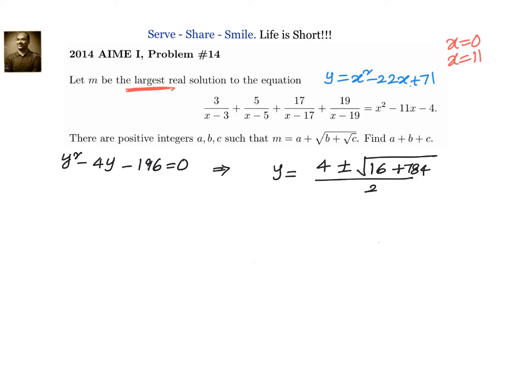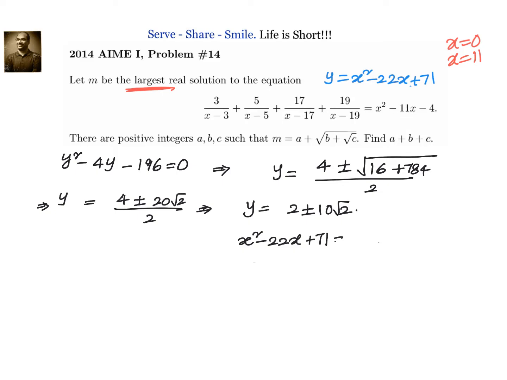Now can I write it as y equals 4 plus or minus root 800, and 800 can be written as 20 root 2, divided by 2. So that means y equals 2 plus or minus 10 root 2. Now once we got the y value, we can go back and substitute in our x square equation. So we'll write down x square minus 22x plus 71 is equal to 2 plus or minus 10 root 2.